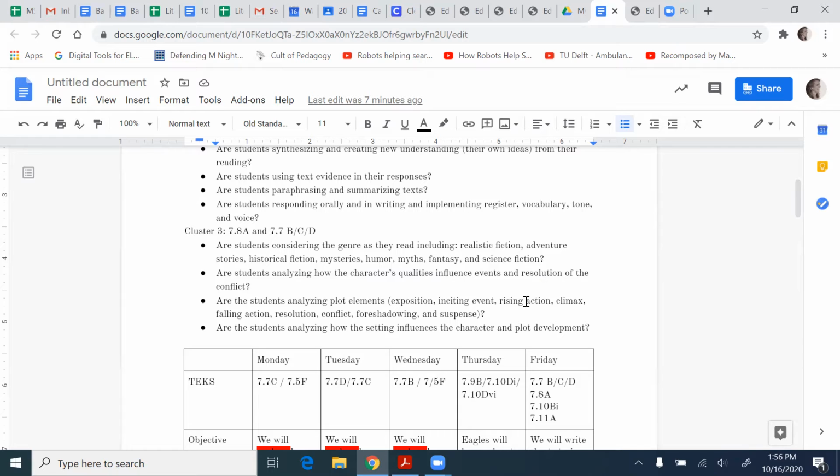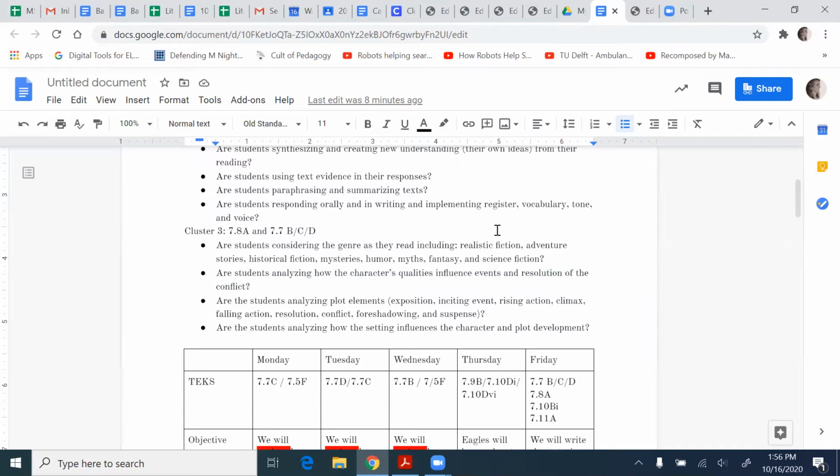What are the conflicts? And then to this, we're adding, okay, and when we get to this, foreshadowing and suspense. So seventh grade really should be a year that's sort of high in mystery and sort of high in these stories that have foreshadowing and suspense, because that's sort of the new skill that we're teaching them. And are the students analyzing how the setting influences the characters and plot development? This is super important in historical fiction. It's super important in any of the genres where we're having to understand that that's where it comes out of.